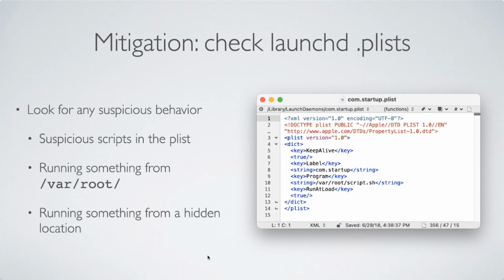Another mitigation here is check your launchd.plists and look for any kind of suspicious behavior. Any kind of suspicious scripts in the plist, anything that's running from /var/root, like this example here. Nothing legit should be running from that location. Also, any launch agent or daemon plist that's running something from a hidden location. And don't assume that because it's something that you had on your system that it's always going to be legit, because these are fairly easy to modify.